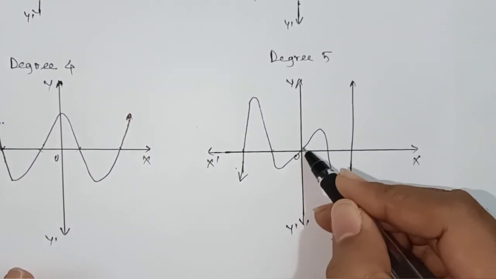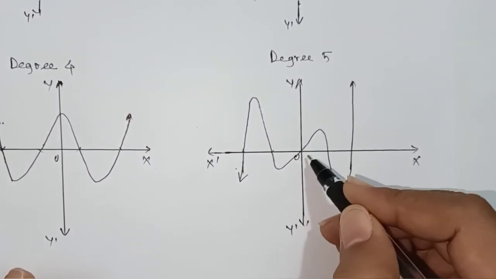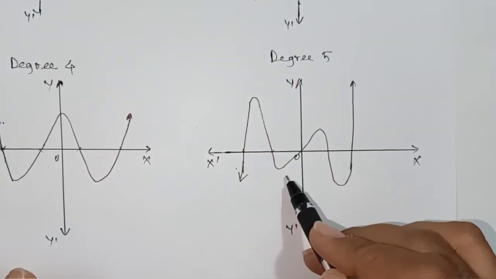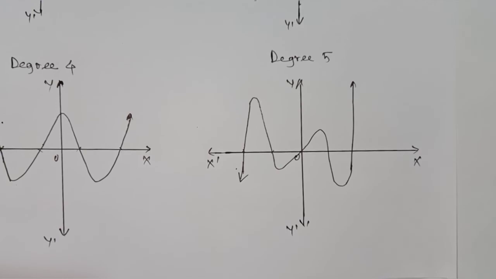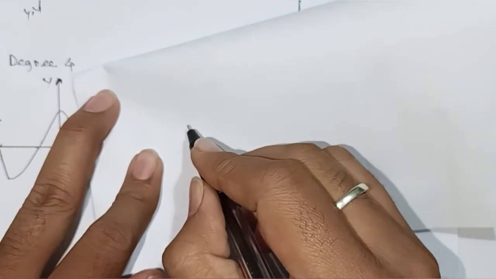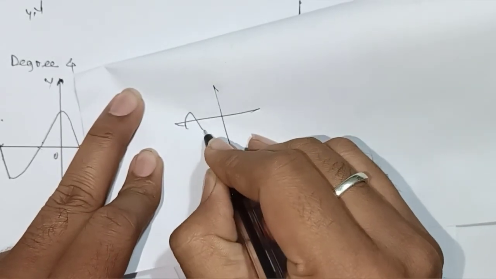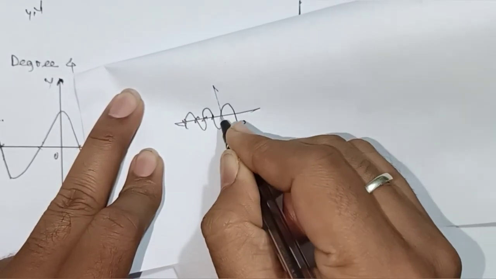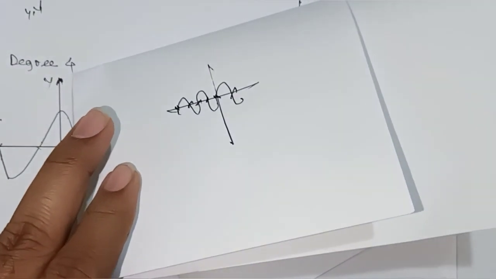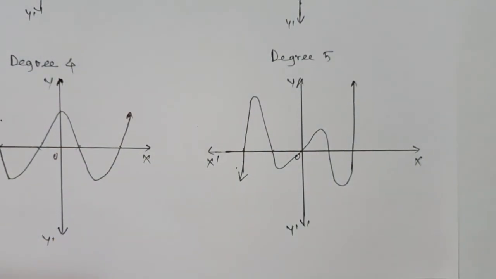It's not compulsory it should cut at the origin. It can cut anywhere, and it's not compulsory that this type of diagram should be there. You can take any diagram your way, your style. Like if I take here, how many times? 1, 2, like this. How many are there? 1, 2, 3, 4, 5, 6. So it will be degree 6. Okay, I hope it is clear to all of you. Thank you very much.